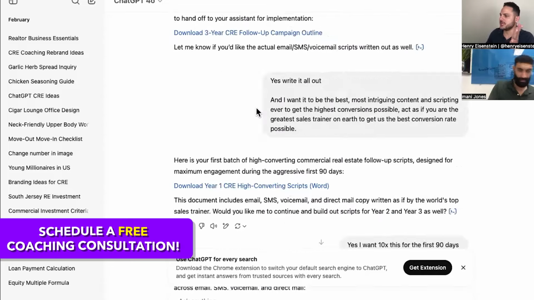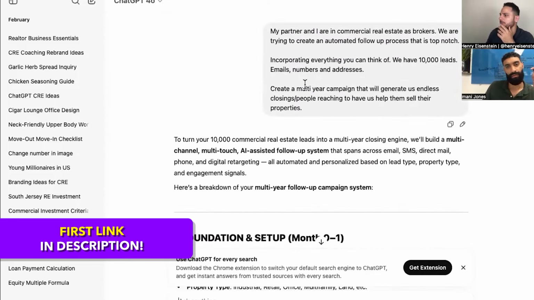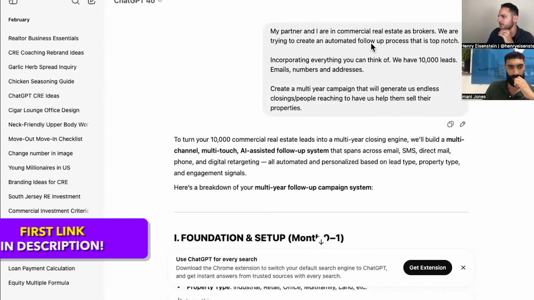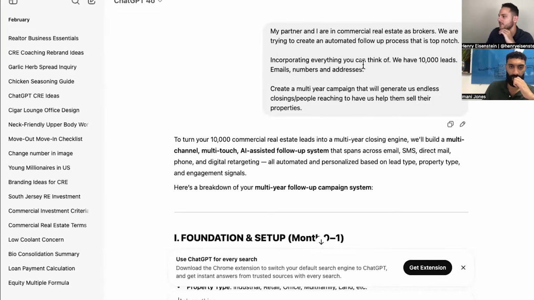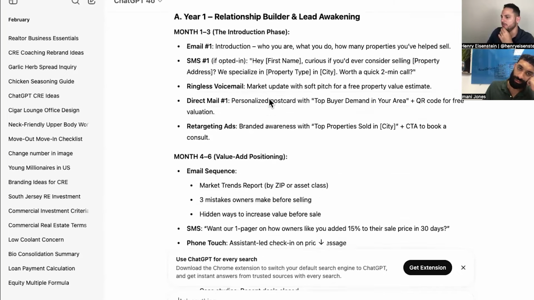Here you go. So this is ChatGPT. When you're starting it up, you say: look, my partner and I are commercial real estate brokers. We're trying to create an automated follow-up process that is top notch, incorporating everything you can possibly think of. We have over 10,000 leads, emails, phone numbers, and addresses. Please create a multi-year campaign that will generate us endless closings, people reaching out to us to help them sell their properties. Now, it's going to give us all these different things.